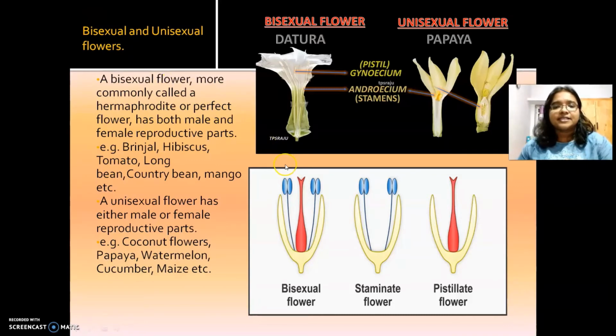If a flower has both the sex organs, that means the male and the female sex organs, we have to call that flower a bisexual flower. And this is a representation of the bisexual flower. It has both sex organs, the male and the female, and you could see them in the same flower. So such flowers are called bisexual flowers. The perfect examples are datura, brinjal, hibiscus, tomato, long bean, country bean, mango, etc.